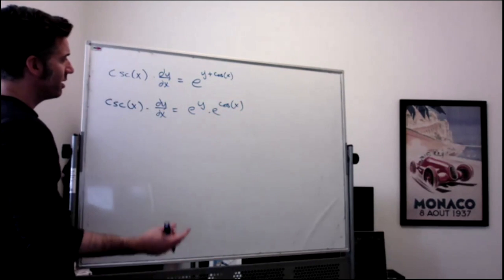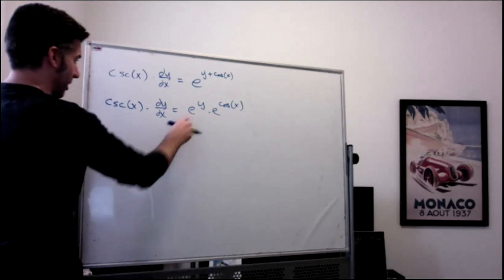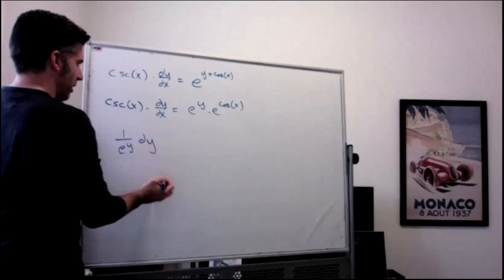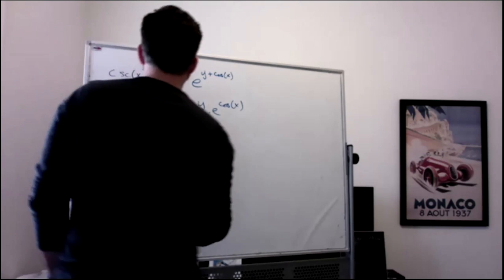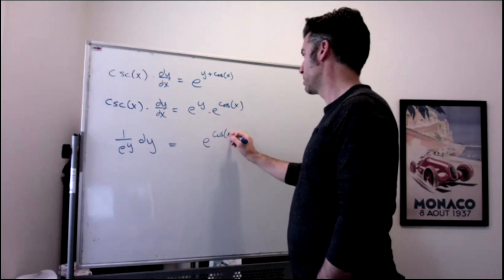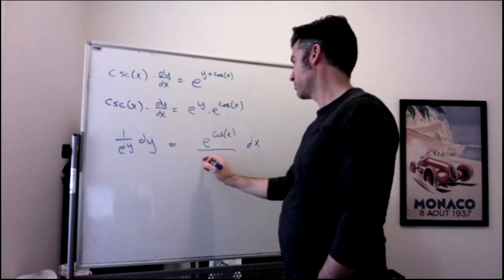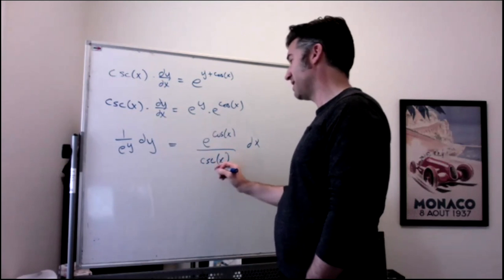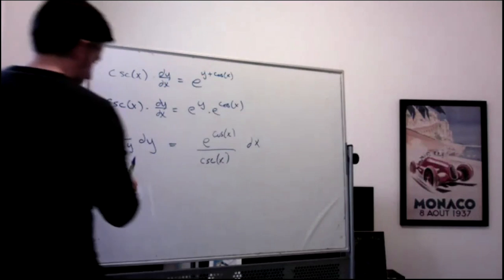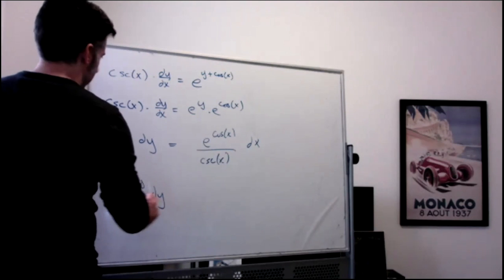So now, let's say I'm bringing the x's to the right, the y's to the left. So I can divide by e to the y. You have 1 over e to the y dy equal to, I can multiply dx, and I can divide by cosecant of x. Now, as is, this looks like it might be kind of hard to integrate. I definitely need to do some rewriting. I should rewrite this as e to the negative y dy.